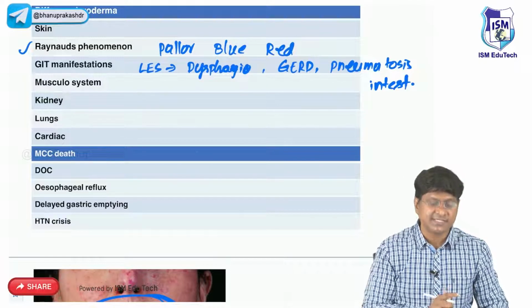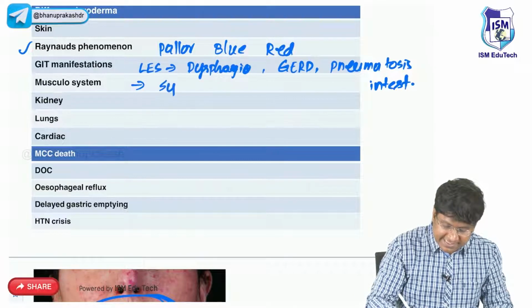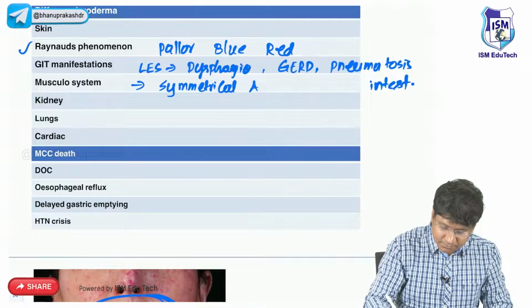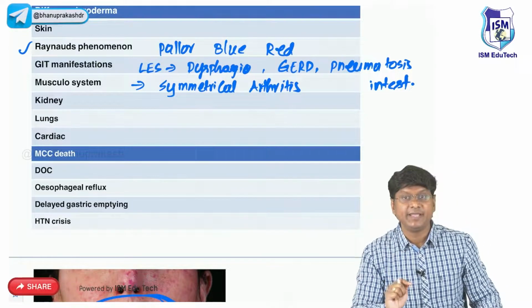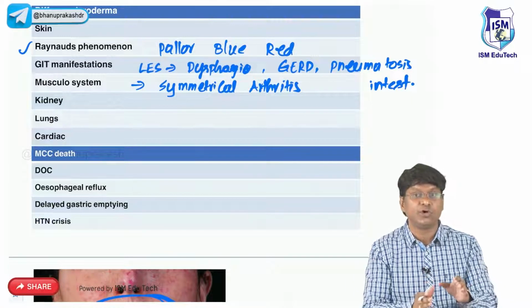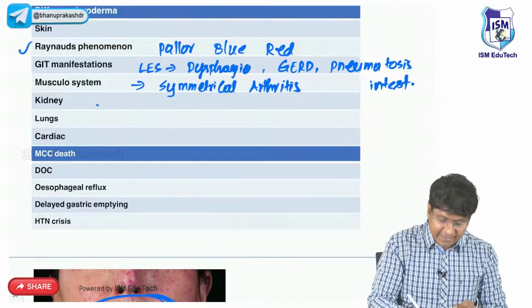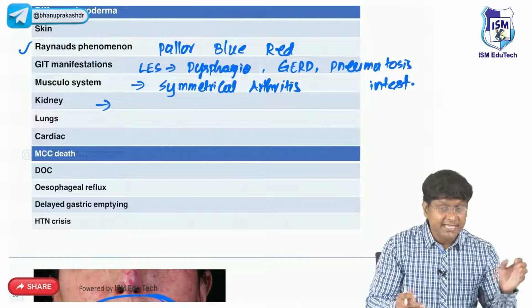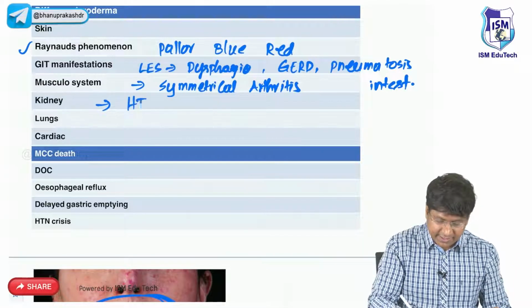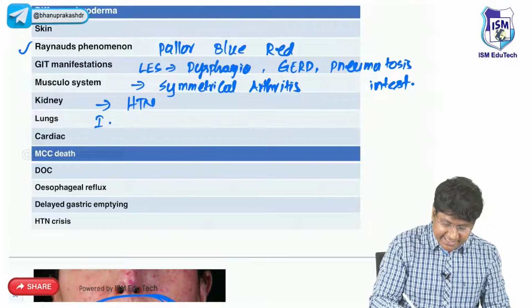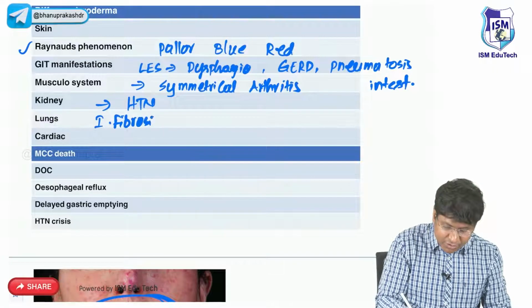Then followed by that, the musculoskeletal system involvement. Musculoskeletal involvement will be in the form of symmetrical arthritis. That will be the musculoskeletal system involvement. And what will be the kidney involvement? The renal involvement will be in the form of renal artery stenosis due to abnormal collagen accumulation within the renal artery, and there will be activation of RAS resulting in hypertensive crisis. And lung involvement will be in the form of interstitial fibrosis, due to accumulation of the collagen.